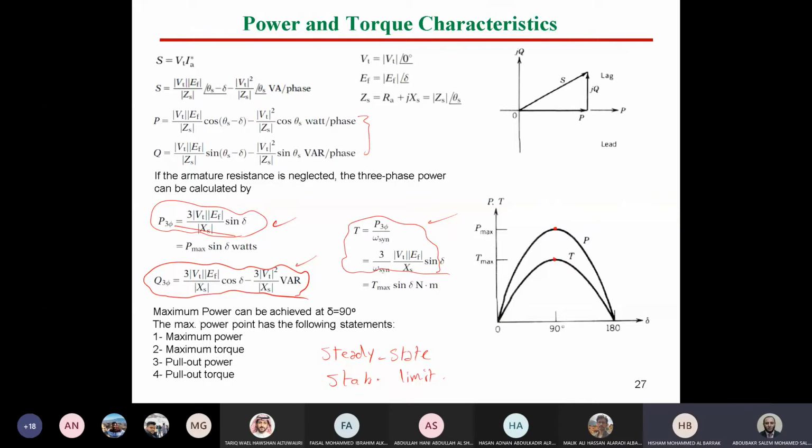Yes, I have a question. Sorry, Doctor. Why do we neglect the armature resistance in the synchronous machine? Again, we said the synchronous machine most likely works as a generator, and generators are very high power machines. Generators in power plants are very high power machines. For a high power machine, what do you expect the current to be? Is it going to be small or high current?